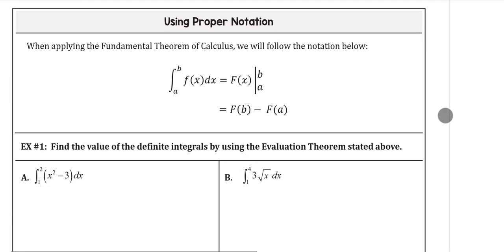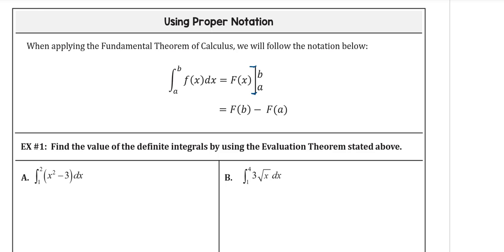Okay, so when we apply the fundamental theorem of calculus, what we want to remember is that when we're ready to evaluate, we use capital F of x, and then we put a line with a to b. Sometimes you also see people put, and I do this sometimes, the end part of a bracket like that as well. So both notations are correct.